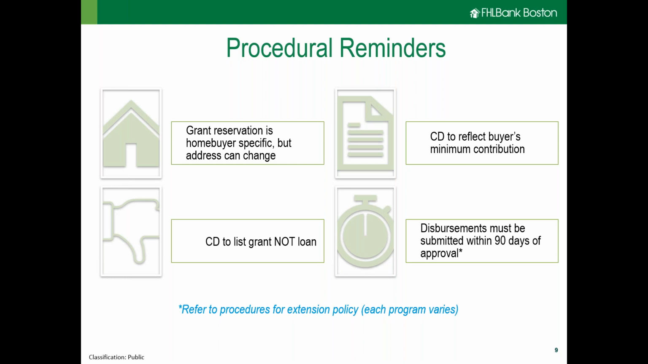Just make sure that if the property address has changed, it's updated in the system. Specifically, because these are income eligible based programs, if that property address drastically changes, for example they go from one county to another, make sure the integrity of the income limits are still being met. And you can't swap grant reservations between buyers. So that's why we like to put that as a procedural reminder.